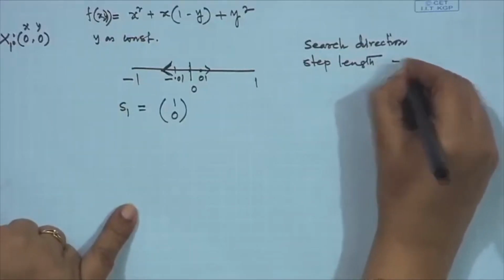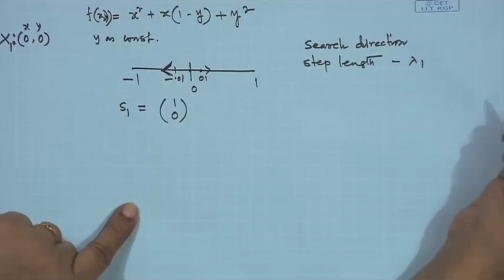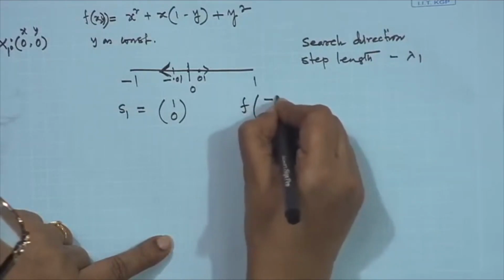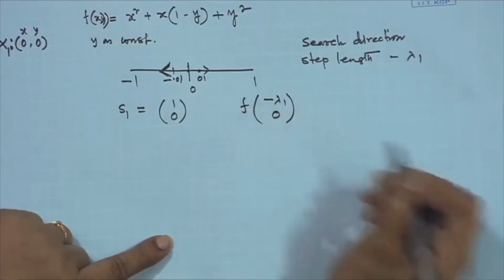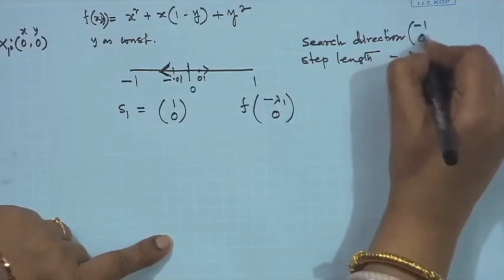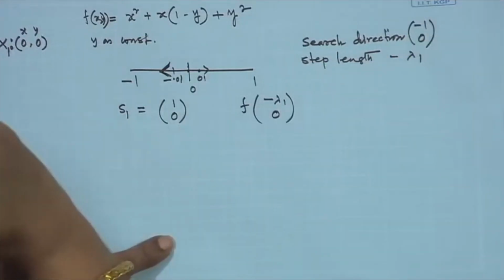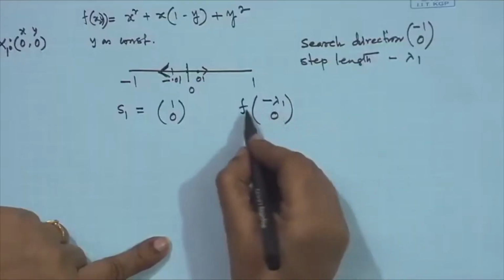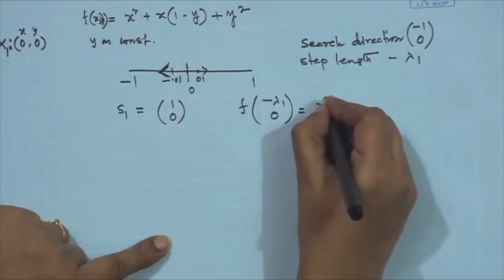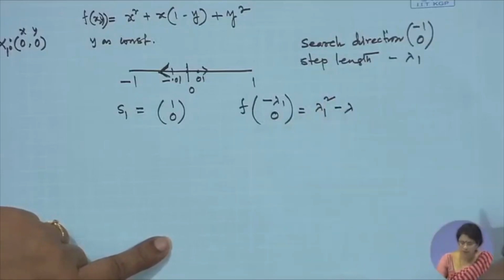That is why I am saying that I am moving to the left with a step length lambda 1, which is variable. Then let me find the functional value as f(-lambda 1, 0). That means my search direction is -1 0. I have seen the functional value is decreasing in that direction, and the step length I have considered as a variable, lambda 1. Since it is in the left direction, I am considering f(-lambda 1, 0). If I substitute here, what am I getting? Lambda 1 square minus lambda 1.